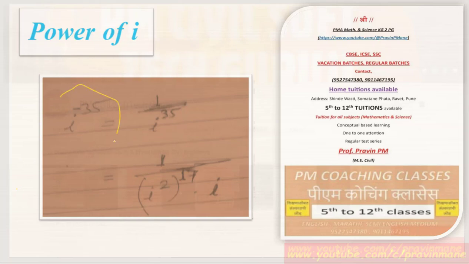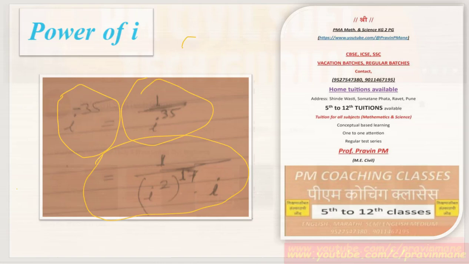i raised to minus 35. Something raised to minus 35 means 1 divided by something raised to 35, so we can write this as 1 divided by i raised to 35. I will write i raised to 35 as (i square) raised to 17 into i. So, for this I have used the index and exponent and power rules.